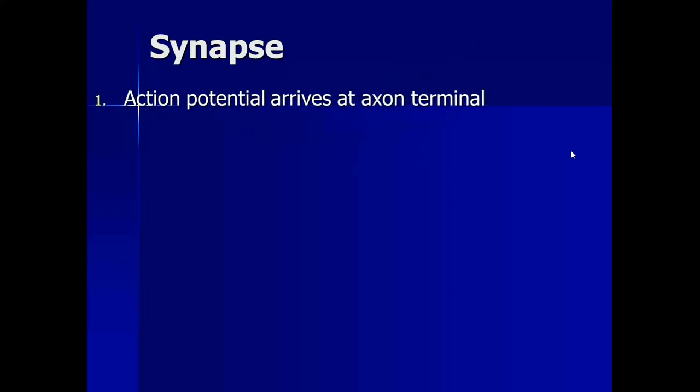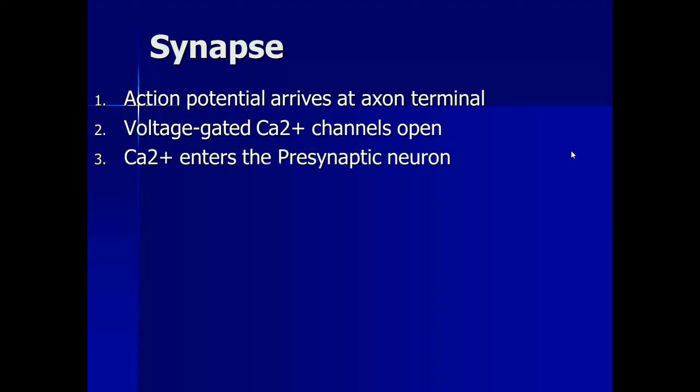So the impulse arrives at the end. You see that by the little lightning at the end here. The action potential gets there. You can see it come in. The action potential, the impulse arrives, is going to force the opening of the voltage gated protein channels. They are calcium voltage gated channels. Calcium is going to flood into the presynaptic neuron.